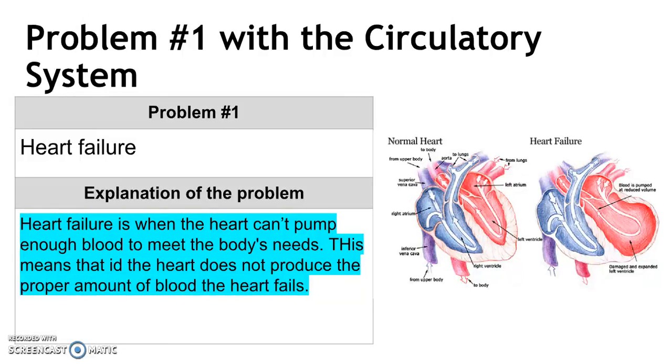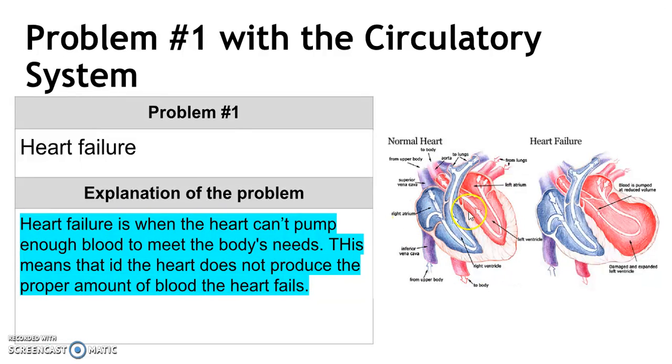All right, problem number 1, and again, you do not have to write this down. Just make sure you're listening. Problem number 1 is heart failure. Heart failure is when the heart can't pump enough blood. It's basically the muscle has weakened. It's no longer strong enough to pump blood to the rest of the body. Your heart is essentially failing. The muscles are not strong enough to pump blood.